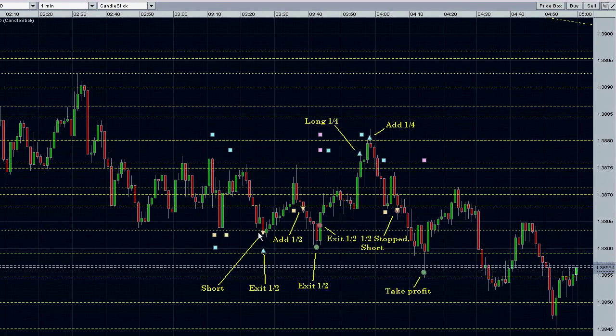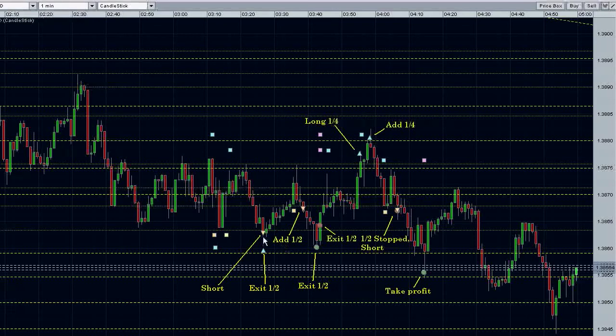So for example here, we broke out, and I short a full size, and I take half here at this support level because I wasn't too sure if it was going to continue or not. It pulls back, and my stop out was up here above this dotted line. I end up adding the half back on here, and I exit it there.